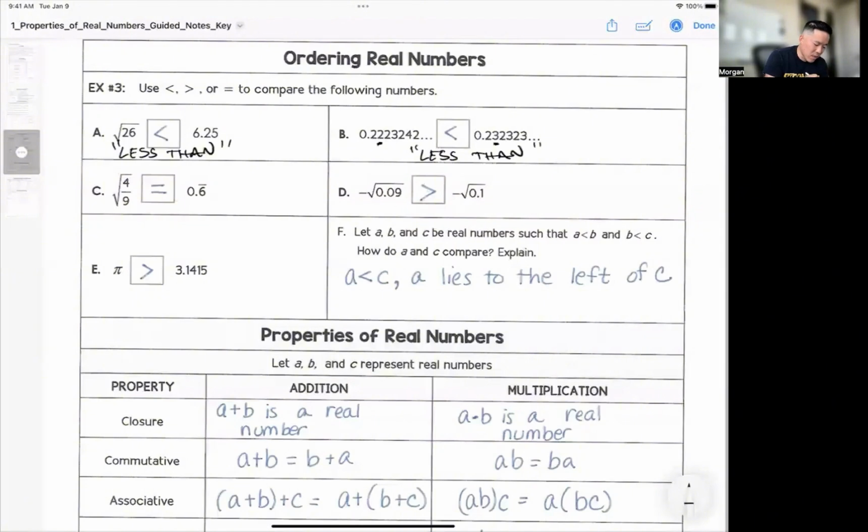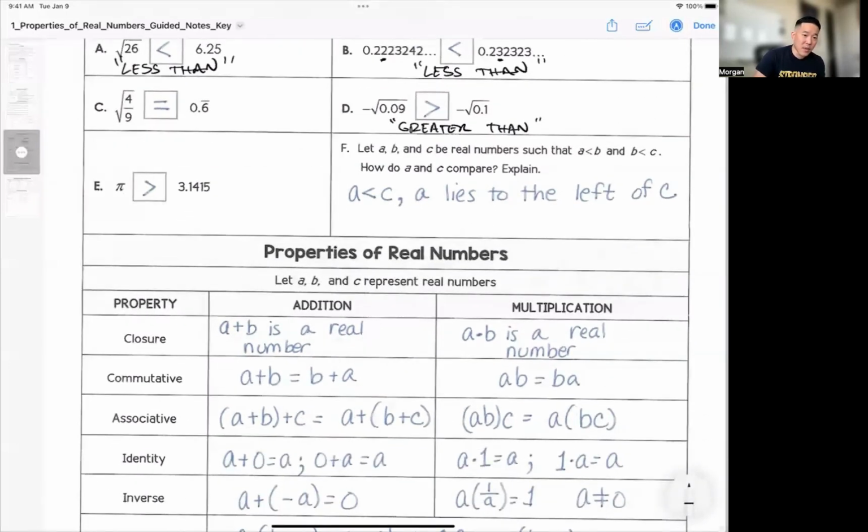This guy, we got to be a little bit careful, right? Because these are both negative. So if you think about it, the bigger number is less negative. That makes sense. So which one of these two is less negative? Actually, it's this guy. This guy is less negative, right? So the way we read that is we say that negative the square root of 0.09 is greater than negative square root of 0.1. Okay? Because again, it's less negative. Closer to 0. How about that?